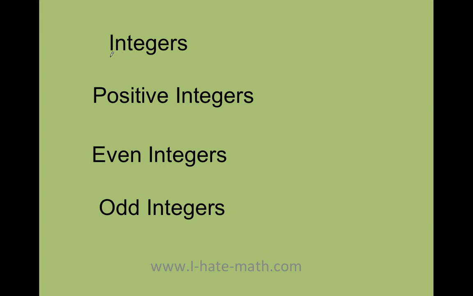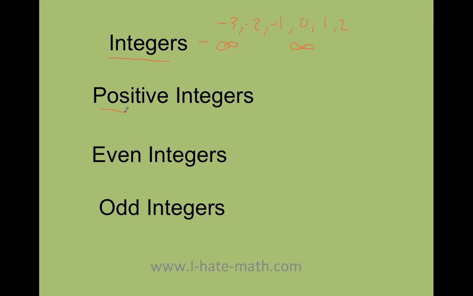So let's do it. An integer is a number that can go from negative infinity to infinity. For example, -3, -2, -1, 0, 1, 2. Basically any number that is not a fraction.